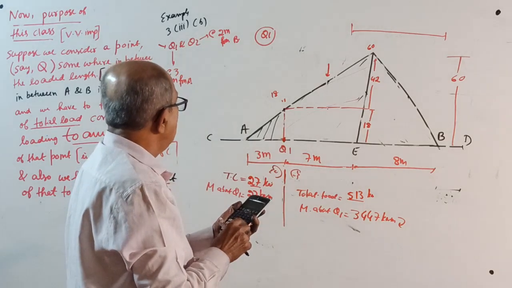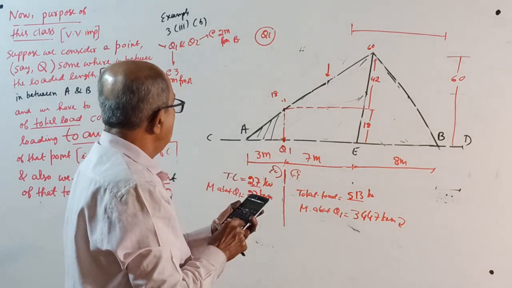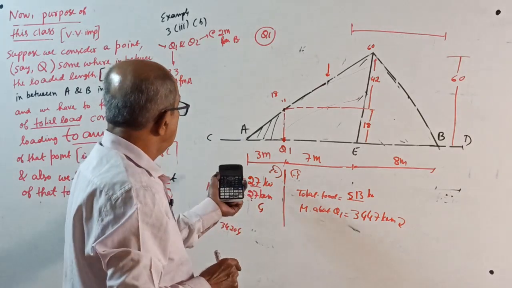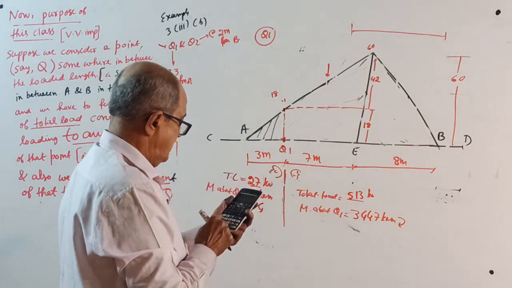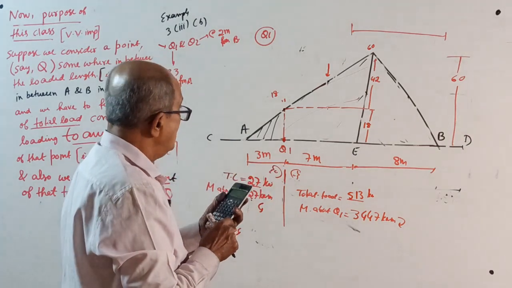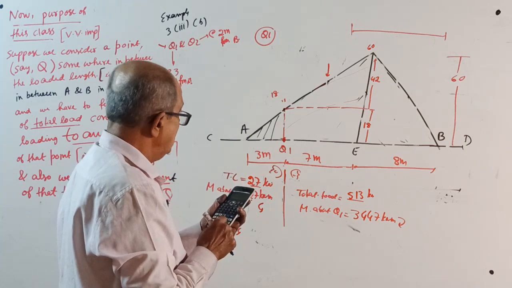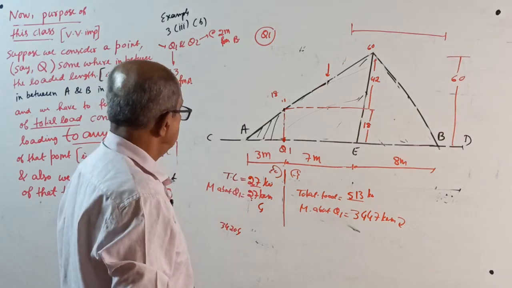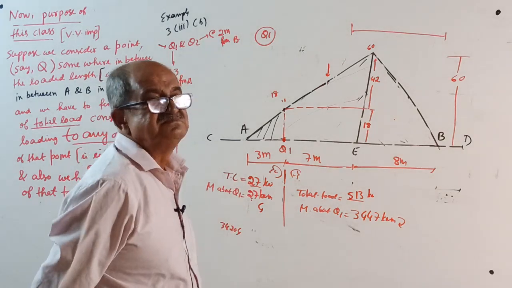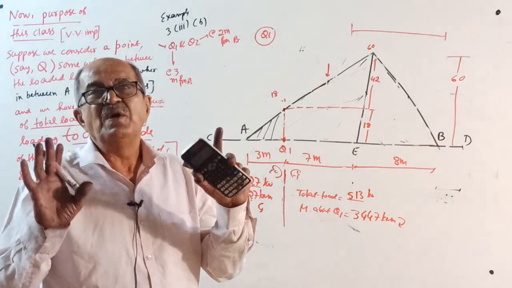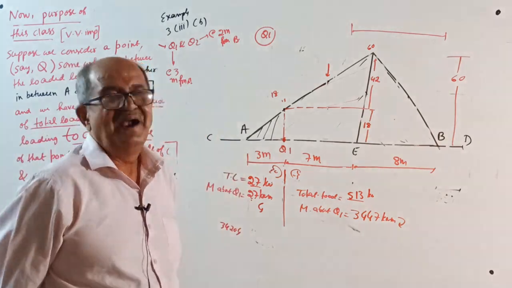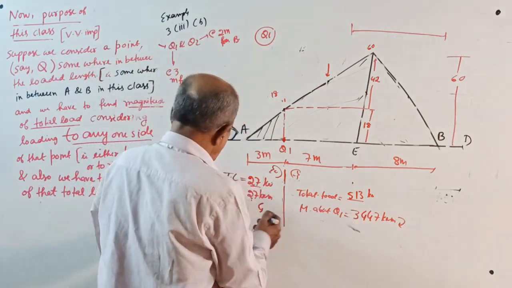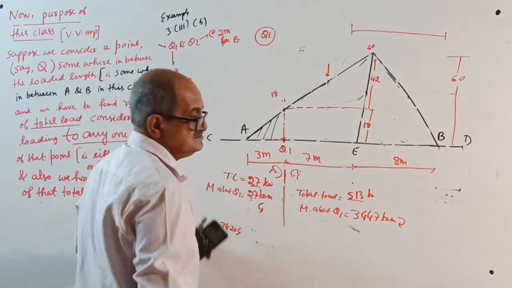Moment about Q will be: total is 540, this is 18 plus distance 10 divided by 3, which is 9.83, minus 3, I subtract 3, multiplied by 540. 3420. Perfectly correct. What I did, you never bother. Answer is 3420, perfectly correct.